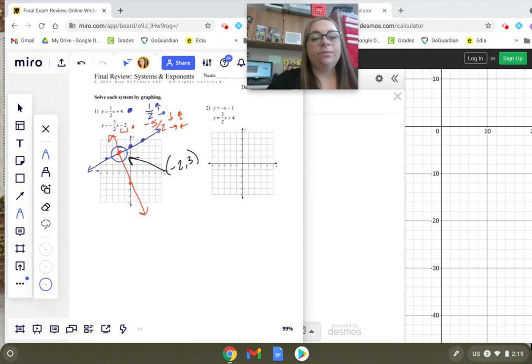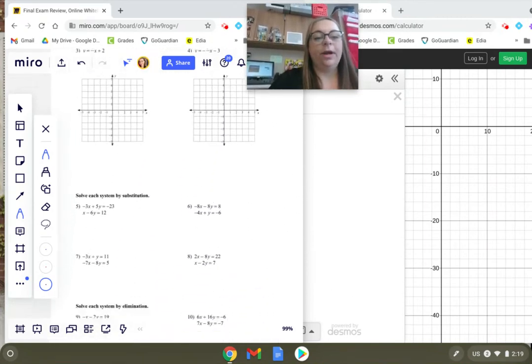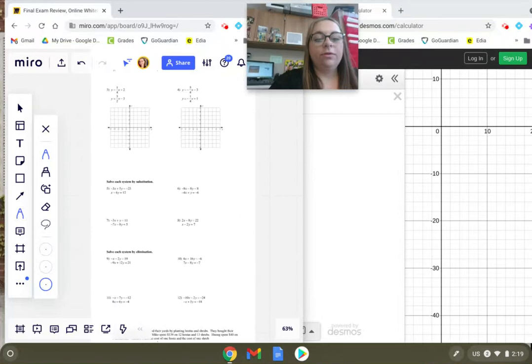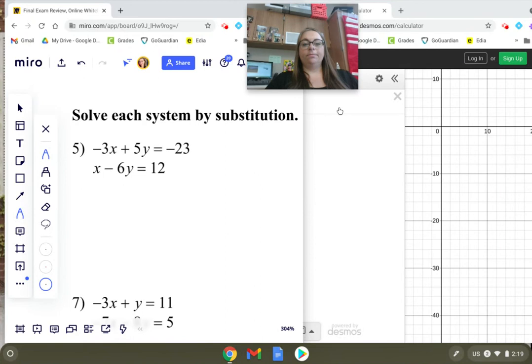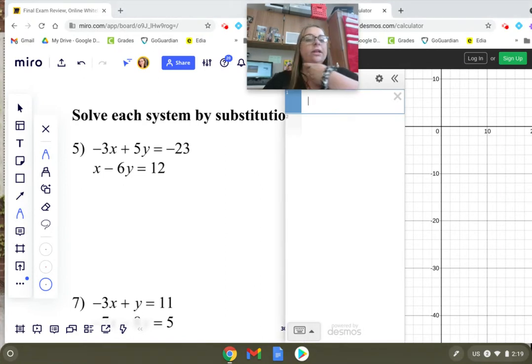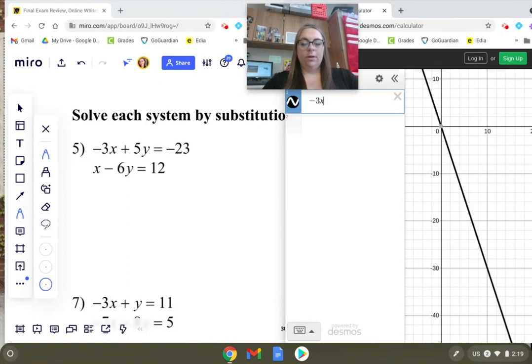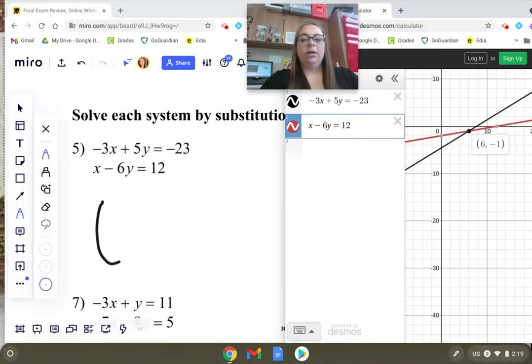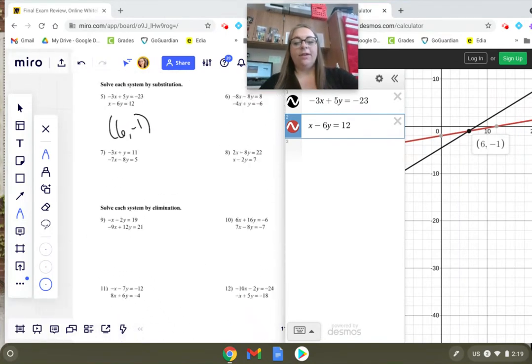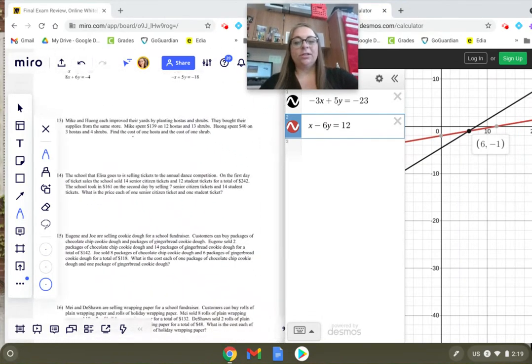Okay, you're going to do number 2, number 3, and number 4 the same way. Number 5 through 12, very similar because we just want to use Desmos. We want to plug it in and see where they cross. So let's go -3x plus 5y equals -23, and x minus 6y equals 12. We can see they cross right here, and that point is 6, -1. So it's my final answer. So again, use Desmos for 5 through 12. Anytime it says to solve a system, definitely do it.